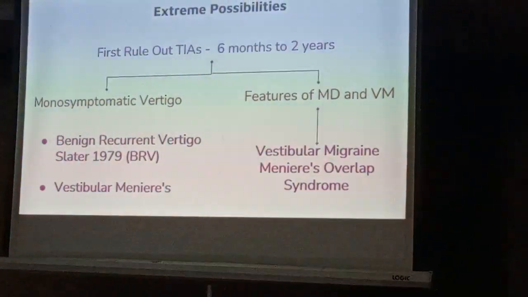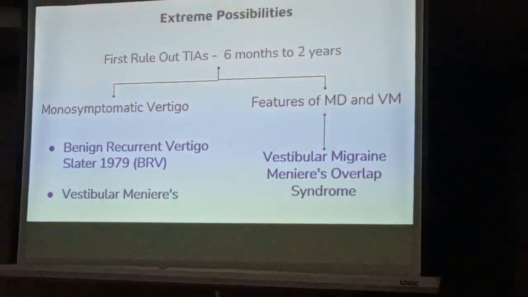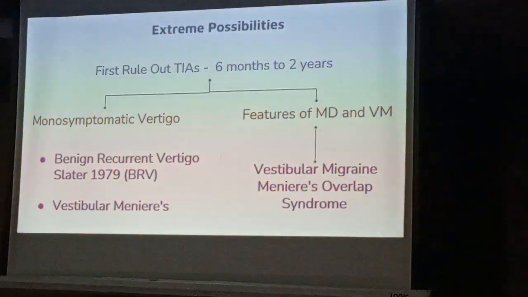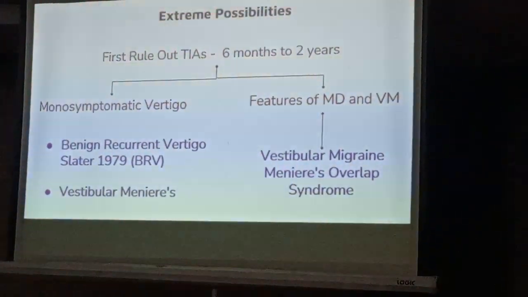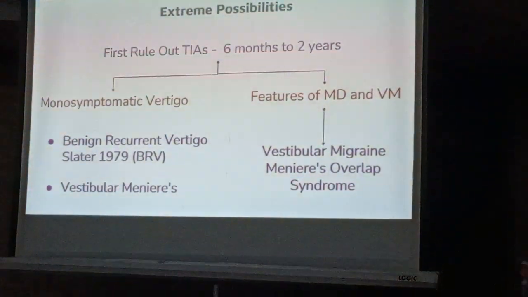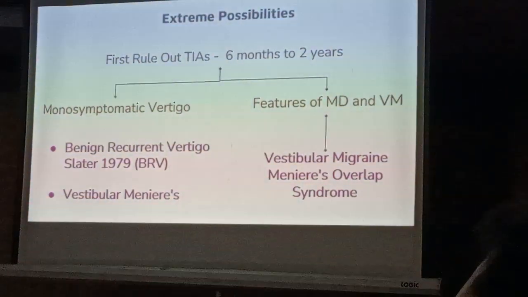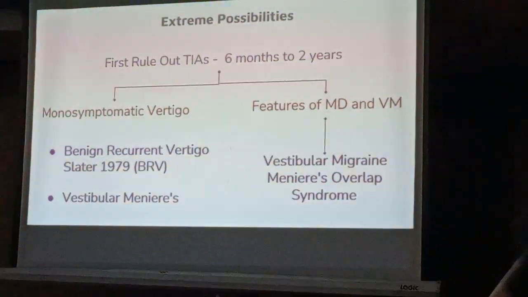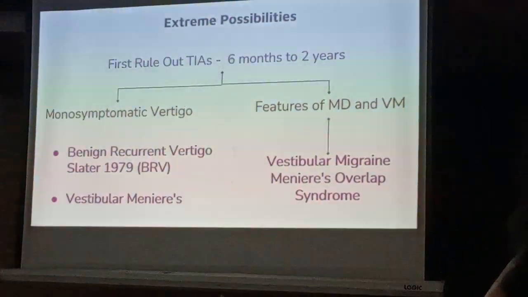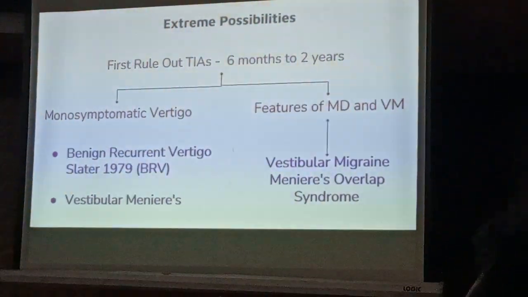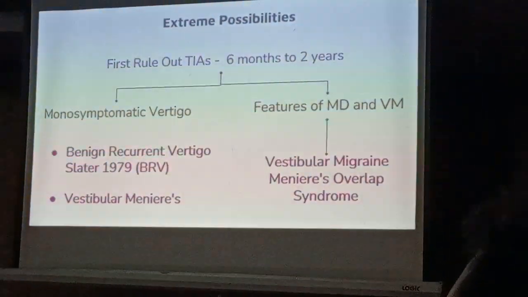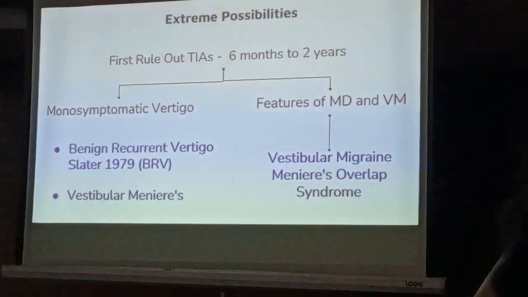Meniere's you treat like you normally treat Meniere's. BRV you can treat like you treat vestibular migraine. Now coming to the other extreme, where you have all the features of migraine, you are about to make the diagnosis of vestibular migraine, and you ask about aural fullness, tinnitus, hearing loss, and the patient has that also. So the patient has both features of Meniere's disease and migraine, and this is a vestibular migraine Meniere's overlap syndrome. This is a clinical entity, and this is known to coexist. Meniere's and migraine are known to coexist in certain patients.